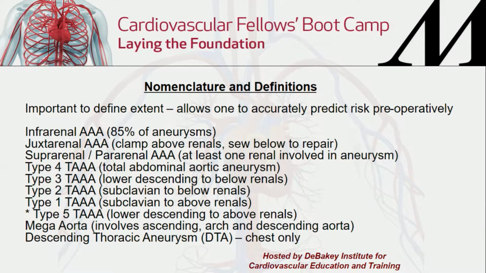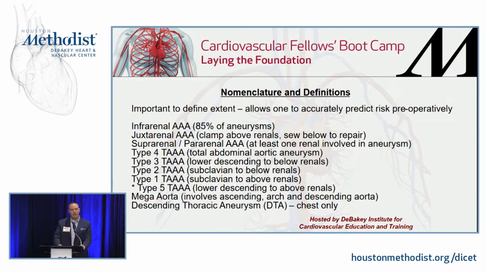A type 3 means it's somewhere around T6, where it starts in the mid-descending thoracic aorta and goes down below the renals. The type 2 is the most extensive thoraco-abdominal aortic aneurysm, from the subclavian artery down to the renals. Type 1 is from the subclavian artery to above the renals. There's a type 5 proposition by the group at UT across the street, from Dr. Safi, basically from the lower descending thoracic aorta but above the renals. You can have a mega aorta. I've seen that before, where essentially the ascending arch and the entire descending aorta is aneurysmal, and those become very difficult in your management of what you're going to fix first.